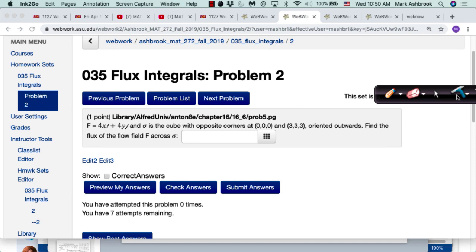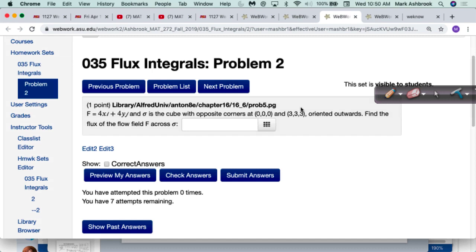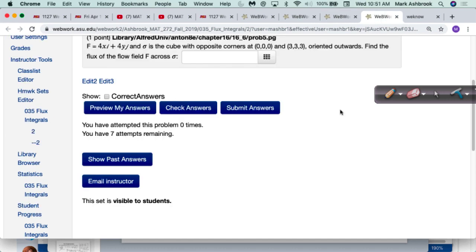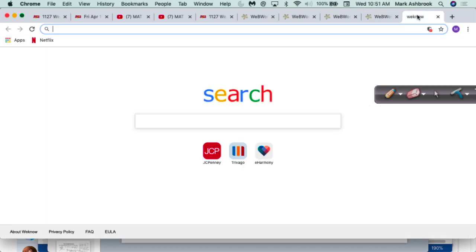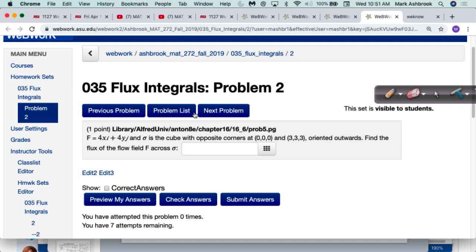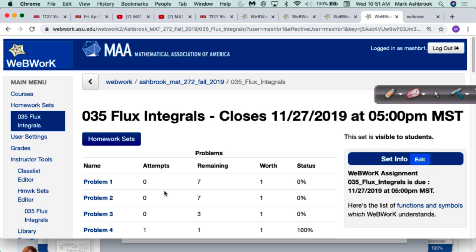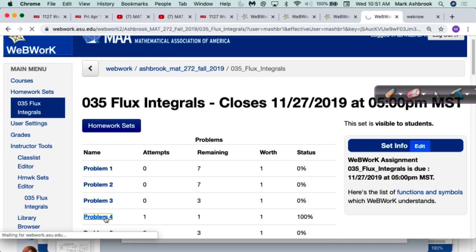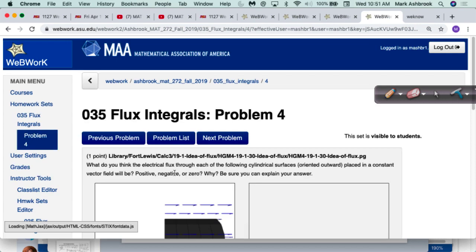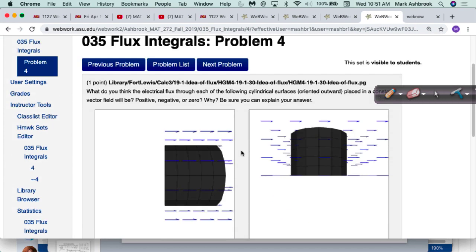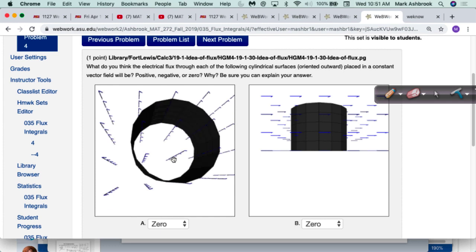Okay, the other one, this conceptual problem, number 4, had a little lower success, and maybe that's because I gave you fewer tries. Let's see that one. Anyway, I think it's 4. So is the flux positive, negative, or 0? So this one.